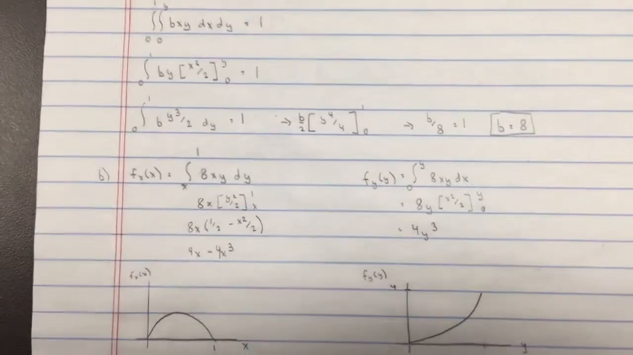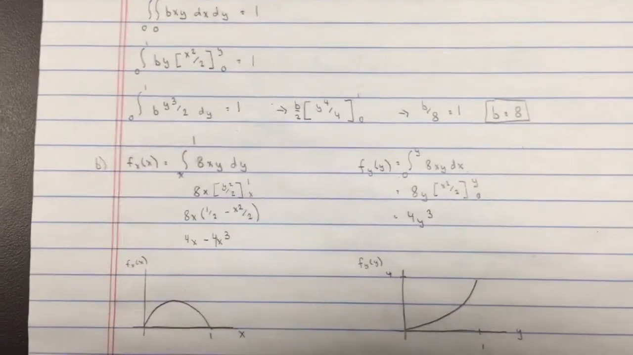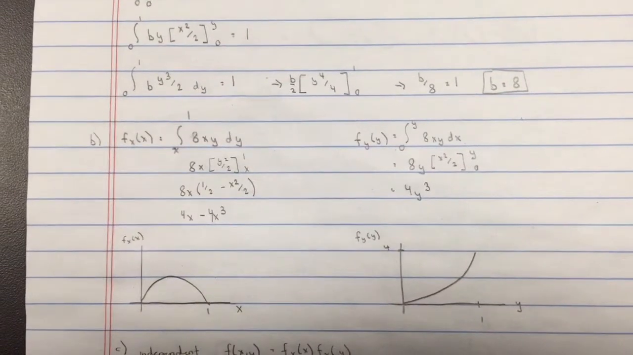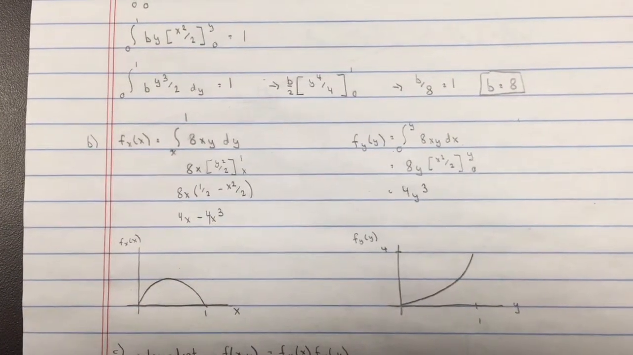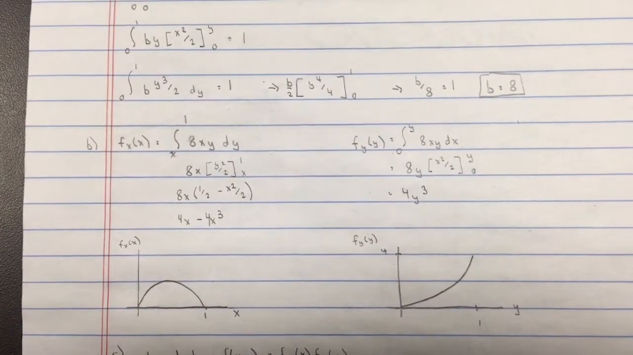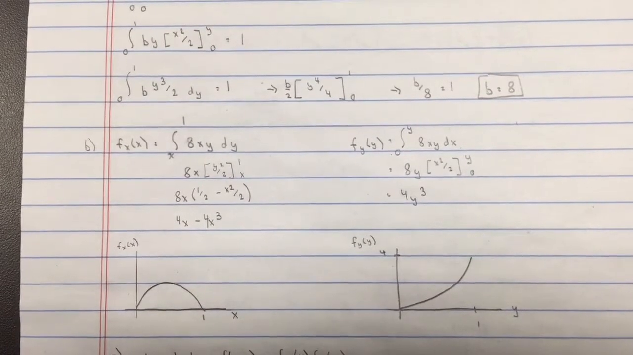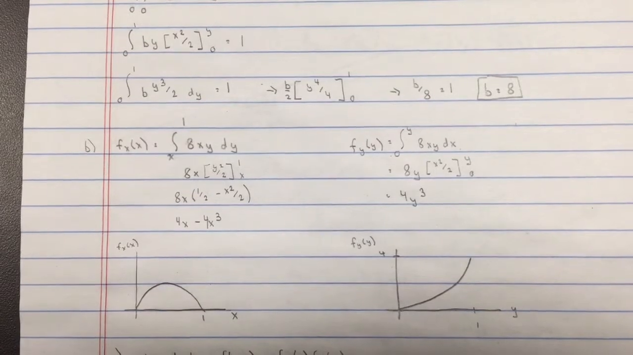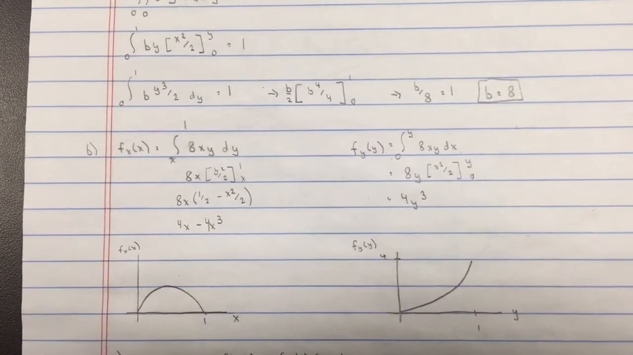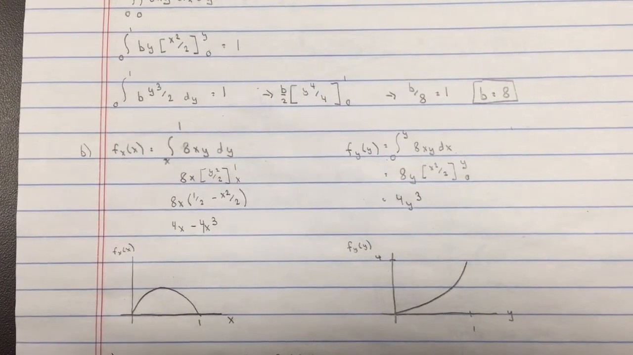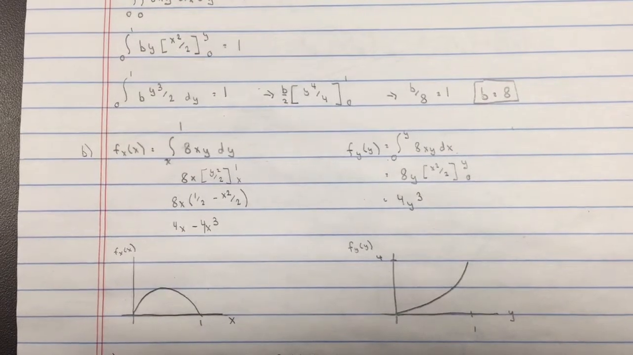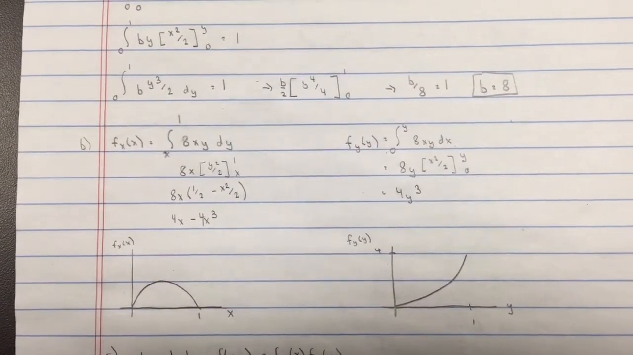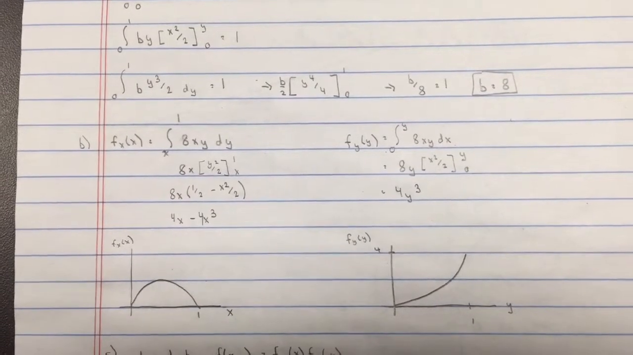For part B, we're asked to find and sketch the marginal density functions, f_X(x) and f_Y(y). In order to get f_X(x), we have to integrate f(x,y) over the bounds of y to find x. The bounds of y will be from x to 1. So it's the integral from x to 1 of 8xy dy, and when you do the integration, you end up with 4x minus 4x cubed.